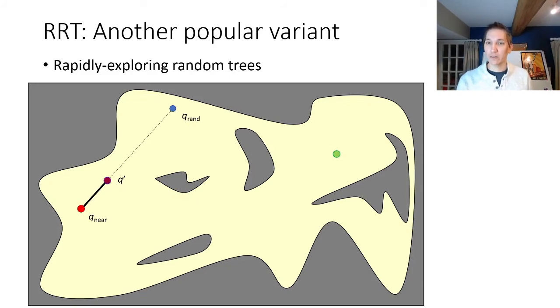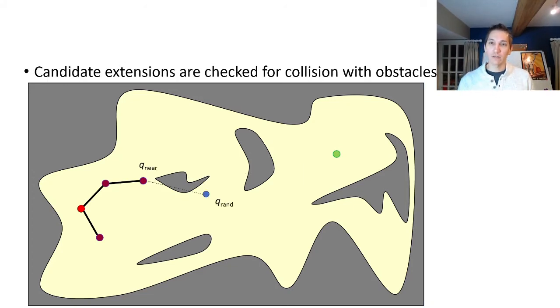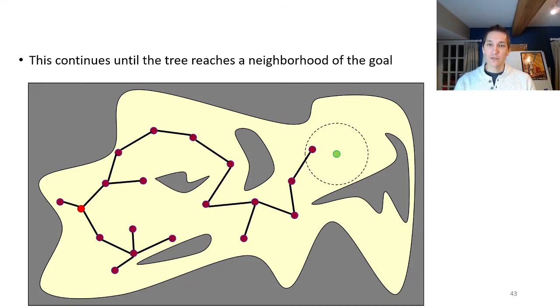So we just repeat this process over and over again. So here we sample q rand again, we pick some point q near, which was the start again, and then we extend from the start towards q rand. Here we've picked another q rand, and q near was that first node that we added, and so we just continue to expand. Note that if we do find a collision between the extension and obstacles, then we'll just throw it out, but otherwise we continue. So this process continues until the tree reaches a neighborhood of the goal, and at this point we try to connect directly to the goal.